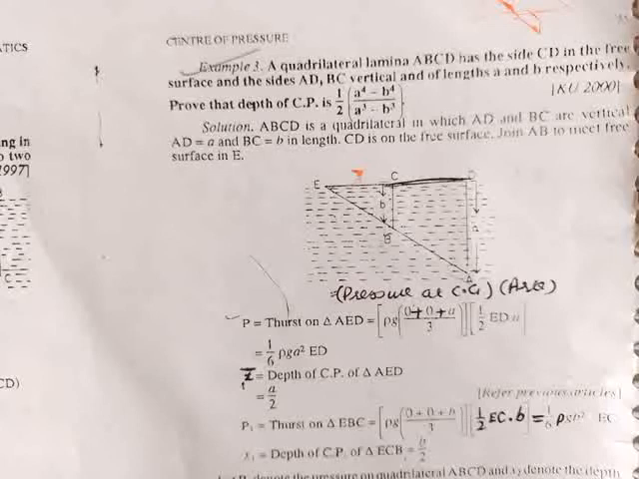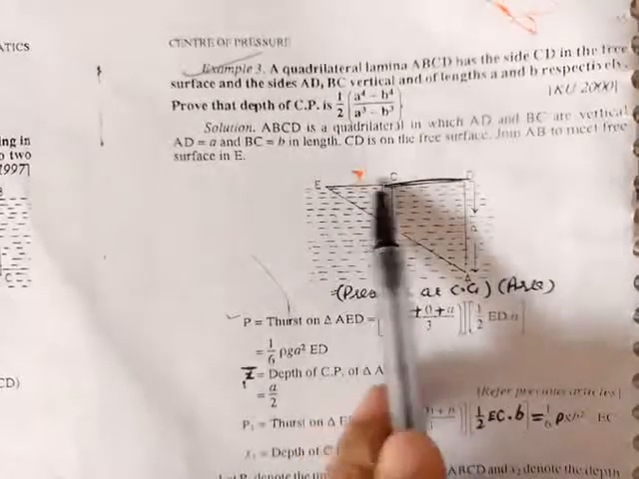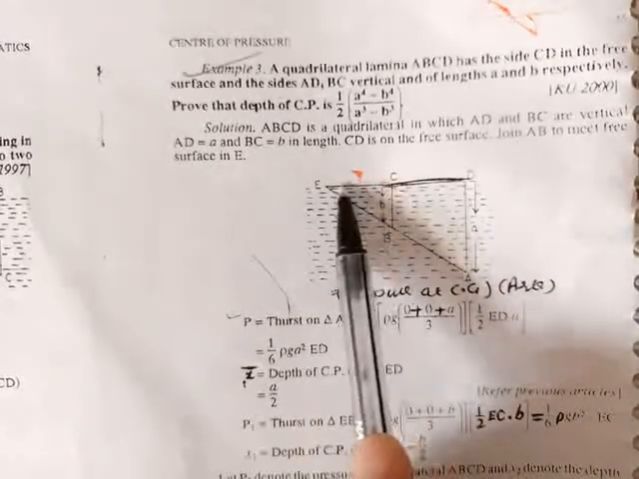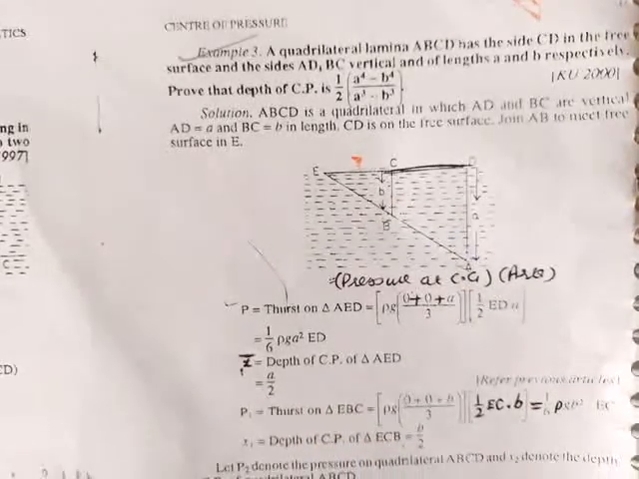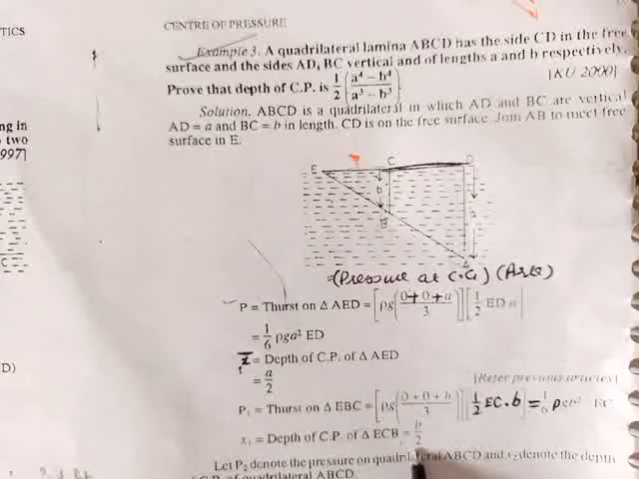Now here again, because this triangular area has the base horizontal and is in the free surface, vertex downward, the depth of center of pressure of this triangular area will be its height upon 2. So that will be B by 2. So we have obtained all the four values.